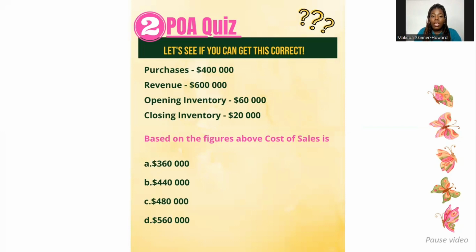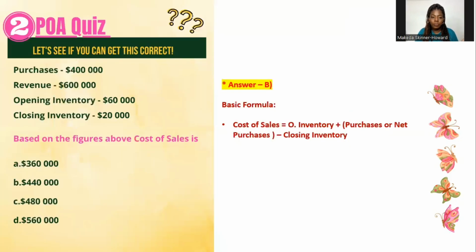Number two, let's see if you can get this correct. They gave us a bunch of figures and they want us to calculate the cost of sales. Purchases is 400,000, revenue is 600,000, opening inventory 60,000, and closing inventory is 20,000. What is going to be your answer? If you didn't work this out before, please pause the video, try to work it out, and then look at the answer. That's the way you're going to get the best bang for your buck. The answer here is B.